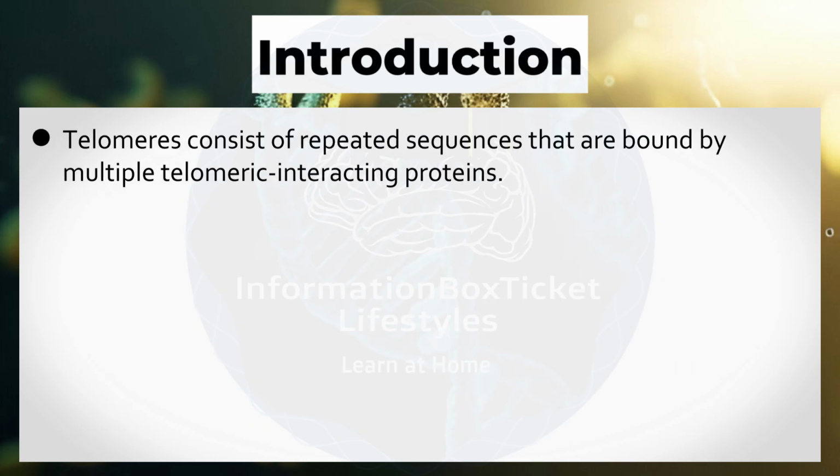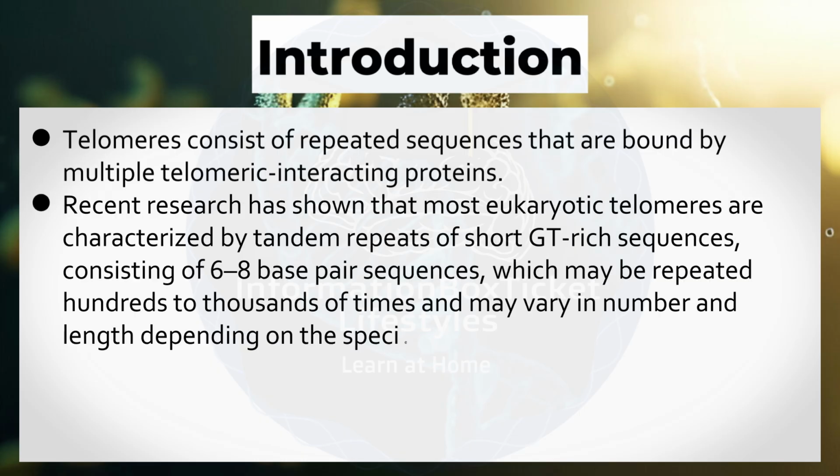Telomeres consist of repeated sequences that are bound by multiple telomeric interacting proteins. Recent research has shown that most eukaryotic telomeres are characterized by tandem repeats of short GT-rich sequences, consisting of 6 to 8 base pair sequences, which may be repeated hundreds to thousands of times and may vary in number and length depending on the species.